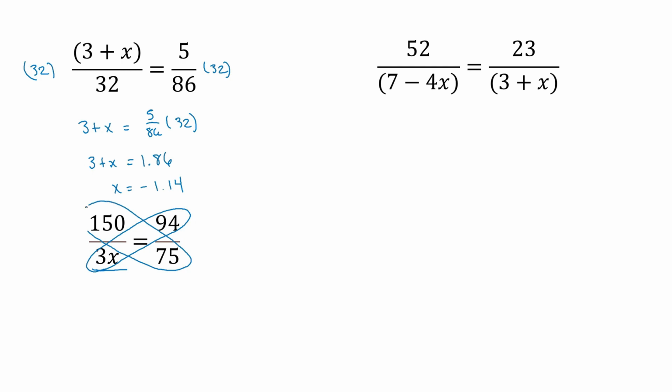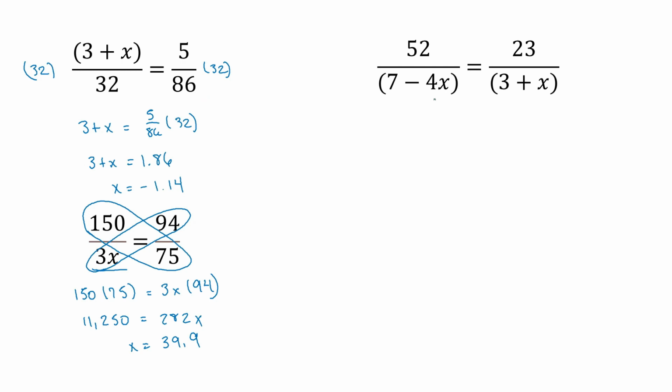So these also go together. What this means is I have 150 times 75 is equal to 3x times 94, which gives me 11,250 is equal to 282x. So x is equal to 39.9. You could have also used cross multiplication in the problem right above. It's really up to you which technique you want to use.